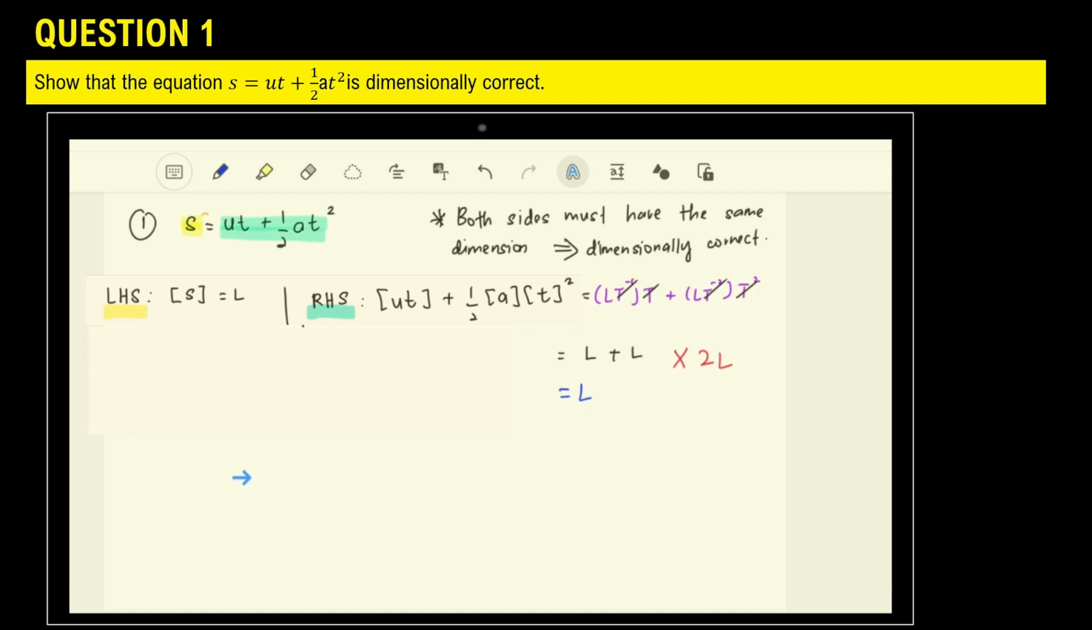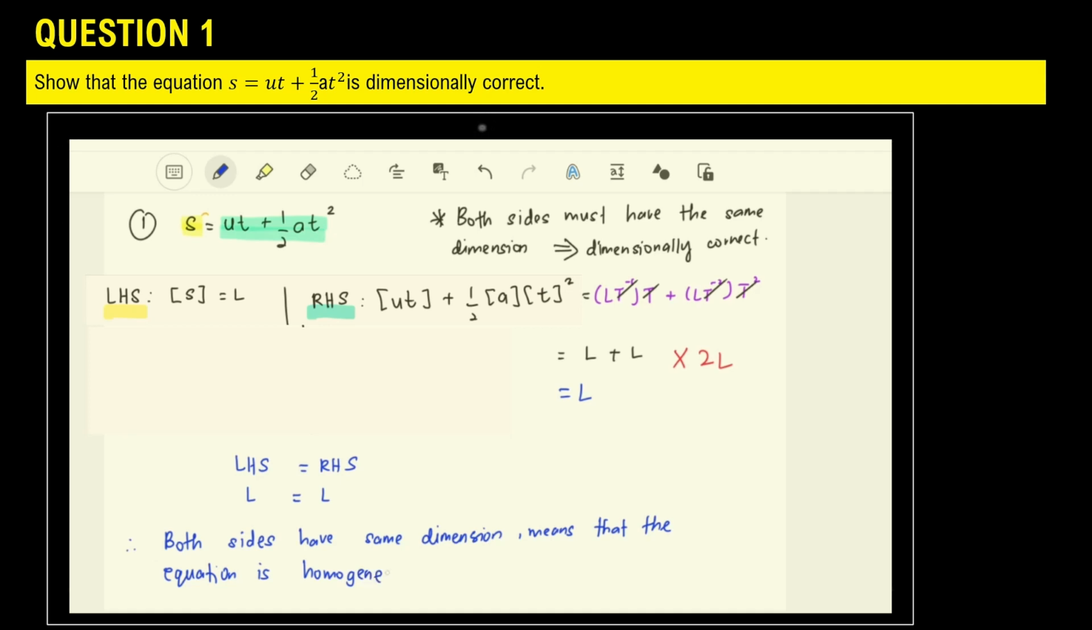We can write that the left hand side is equal to the right hand side, since we have L is equal to L. Therefore, both sides have the same dimension, which means that the equation is homogeneous and the equation is dimensionally correct.